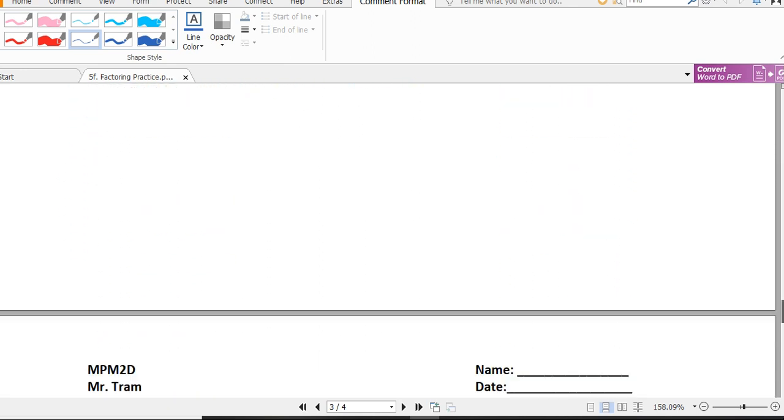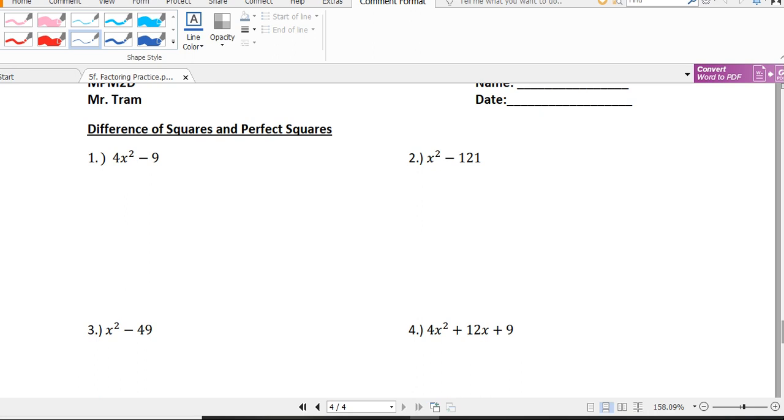Alright, and the last set, and these are the easier ones, difference of squares and perfect squares. If I look at this, I see it's a difference of two terms. Two terms, and it's a minus in between, so it's a difference. So we have 2x, the square root of 4 is 2, the square root of x squared is x, minus 3, and then 2x plus 3.